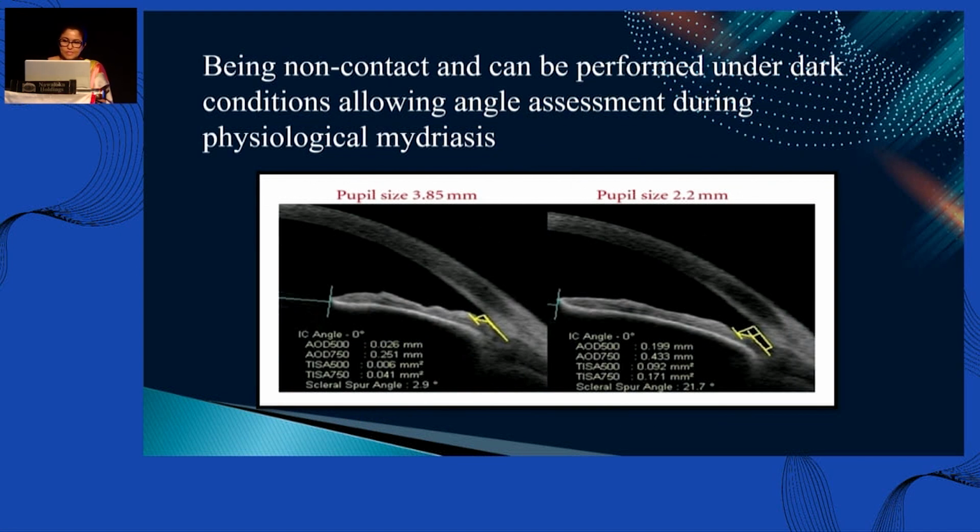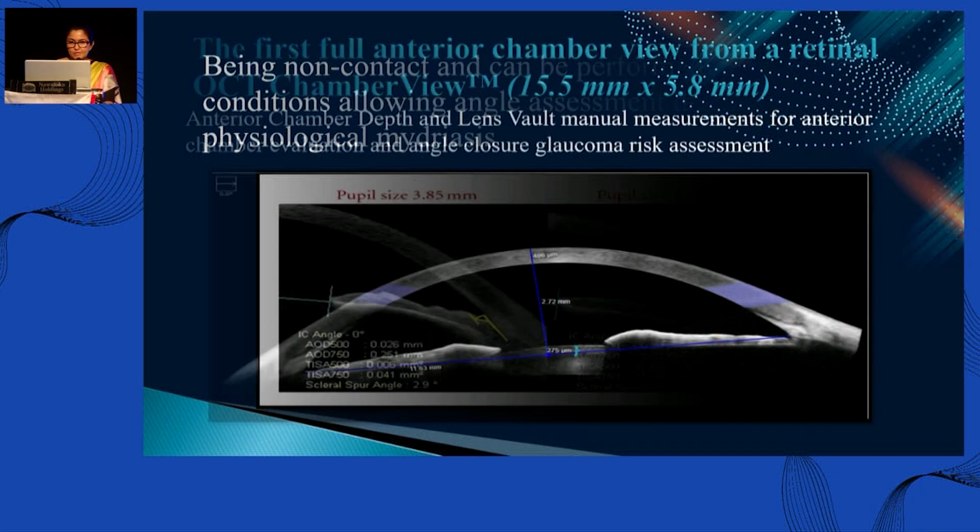Being non-contact and able to be performed under dark conditions, it allows us to assess the angle during physiological mydriasis. In these two images, you can see how the angle parameters differ in physiological mydriasis. In the first image, the angle is narrow as the pupil is dilated, whereas in the second image, the angle opens up when the pupil is constricted in bright light.